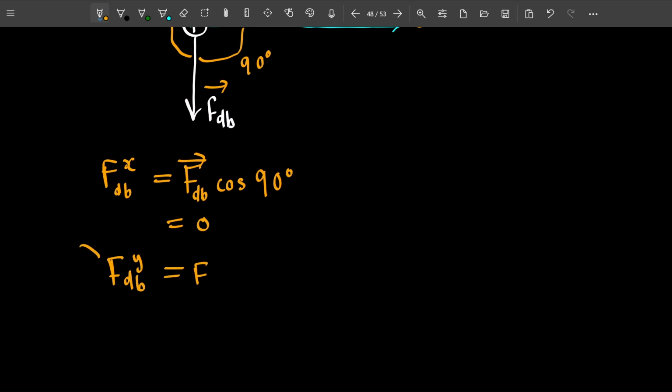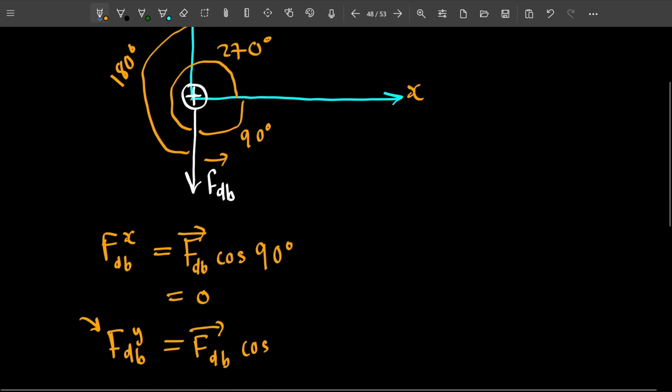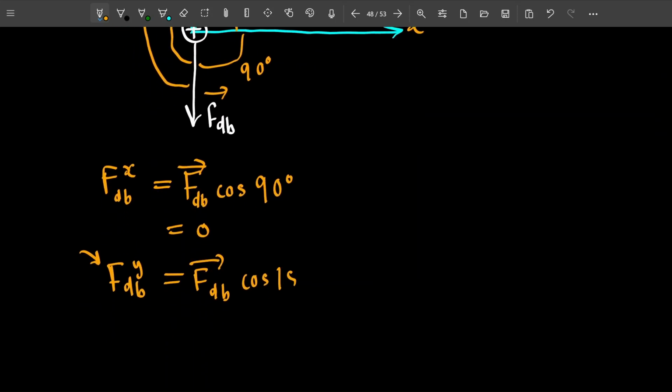Don't forget not to put an arrowhead here. Please don't make such mistakes. FDB in the y is going to be FDB, the original one, then cos. What is the angle it makes with the positive y-axis? This angle is going to be 180 degrees. Okay, we know that. So it's going to be FDB cos 180. Okay, and you are going to get your answer.